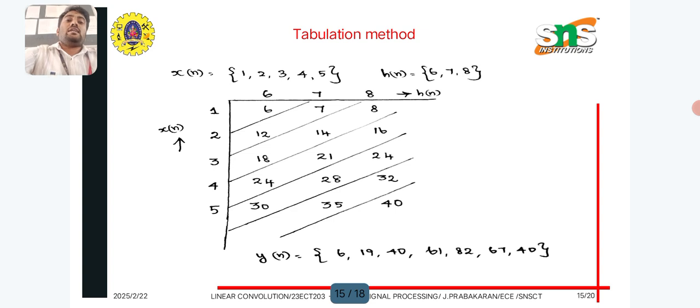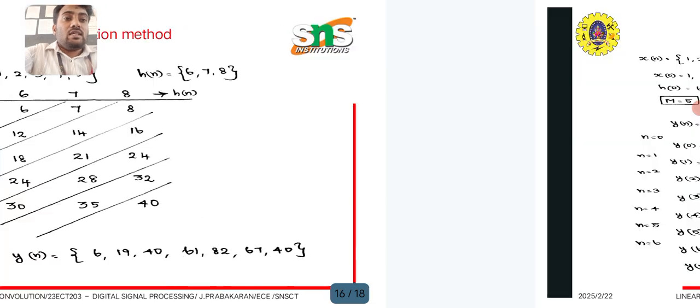And the tabulation method: like this arrangement, arrange x of n and h of n in a tabular form, perform element wise multiplication and sum the sequence diagonally. You can write y of n equal to 6, 19, 40, 61, 82, 67, 40. This is the tabulation method.